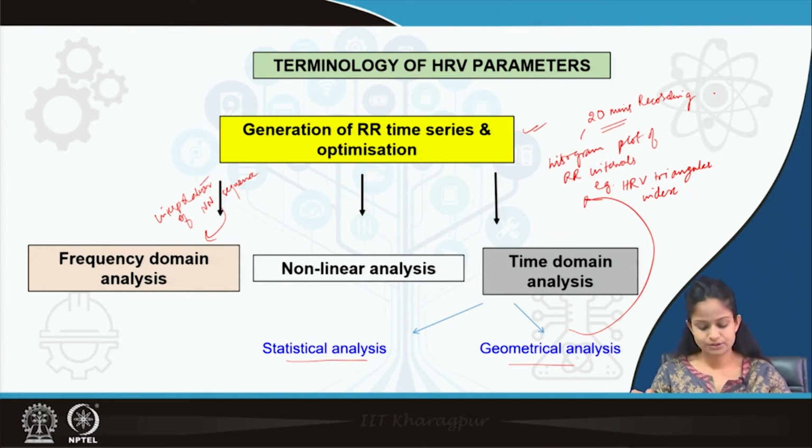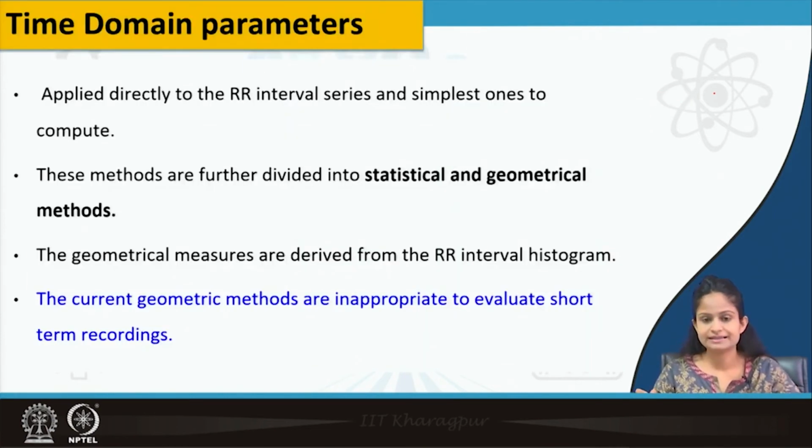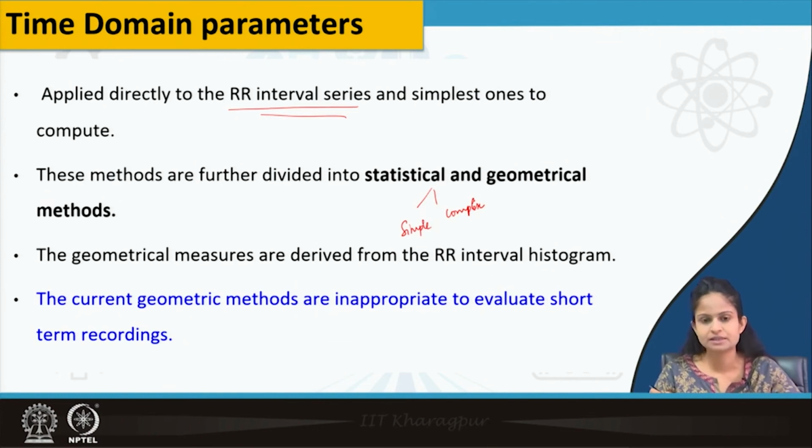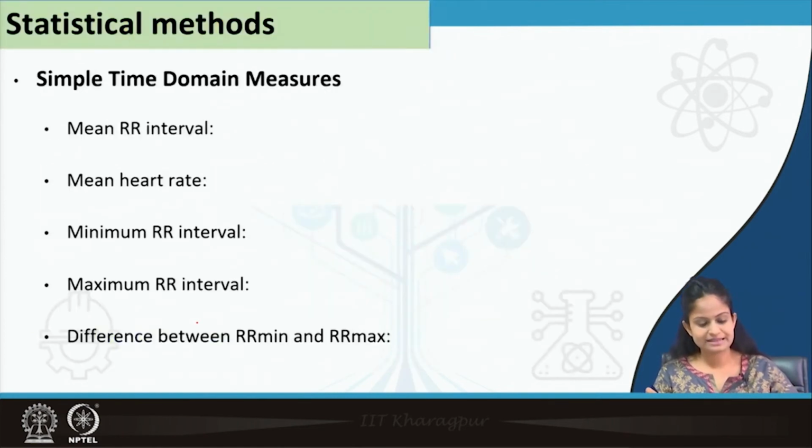So, for that we use the statistical analysis, which is easy to apply and is applied directly to the RR interval series. These are the statistical methods, as I told you. We have simple statistics as well as complex statistics. Simple statistics means the mean and the standard deviation of the RR intervals. The current geometric methods are inappropriate to evaluate short term recordings. So, we will see what the statistical methods are.